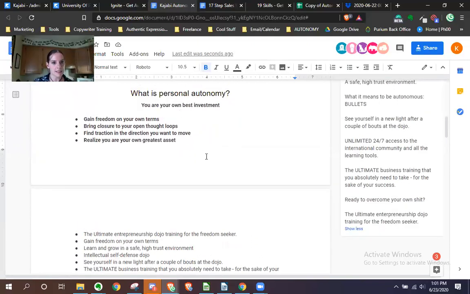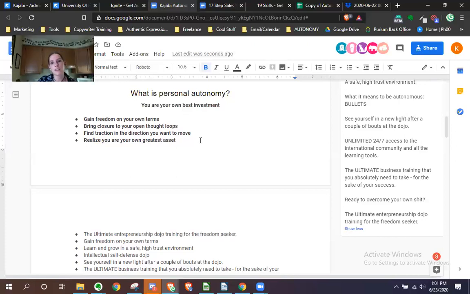It's a missing piece in here. I think maybe like the intellectual self-defense is something that could be. So what is personal autonomy? Ooh, intellectual self. What about the community aspect though? That's a pretty big one. Is that a selling point though? I was just gonna bring that in, talk about that.